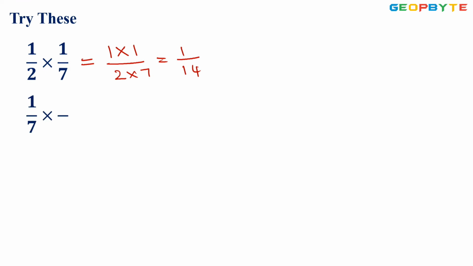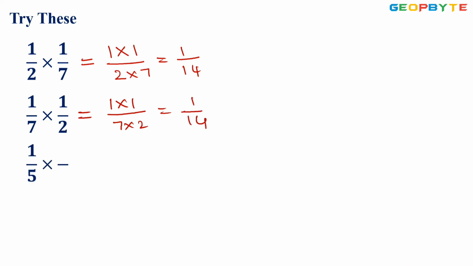Moving to the next one. 1 by 7 into 1 by 2. Again, product of numerators, 1 into 1, by 7 into 2. This is the product of denominators, which is equal to 1 by 14.